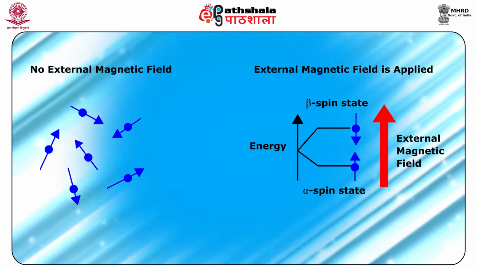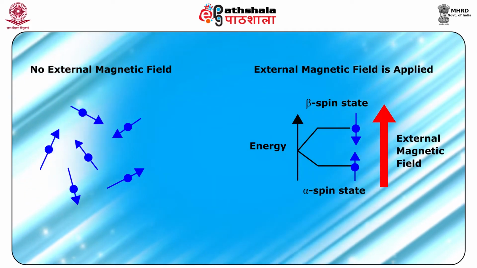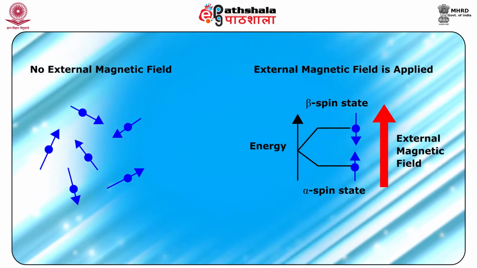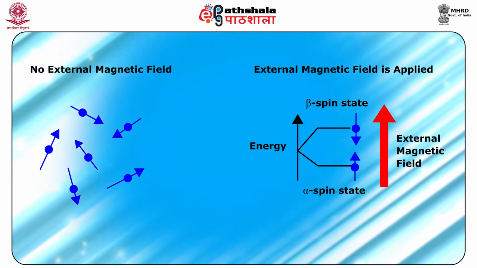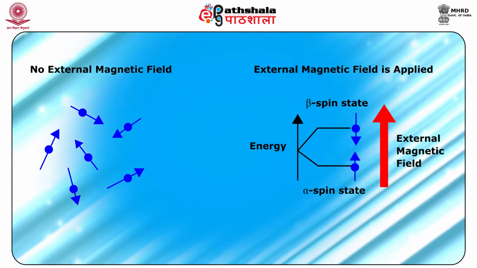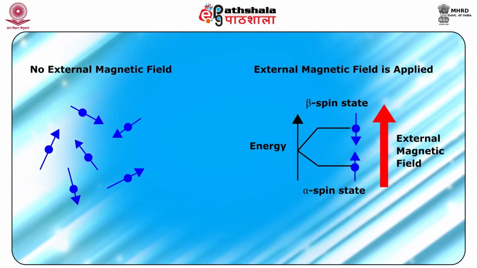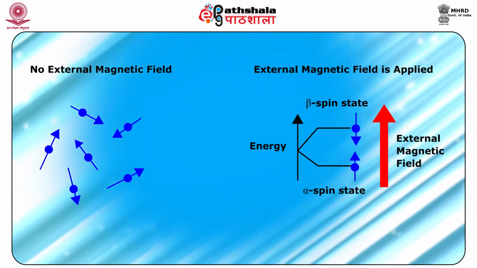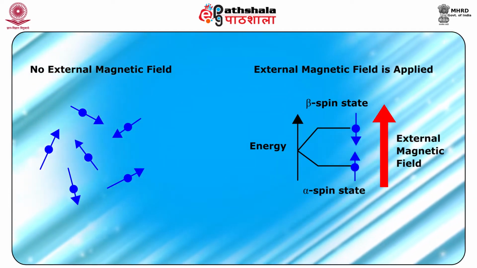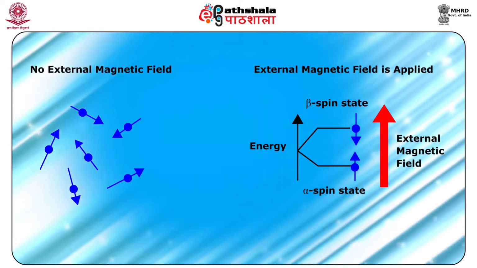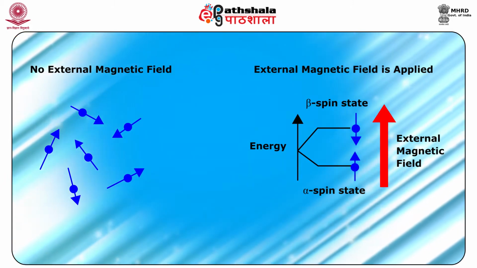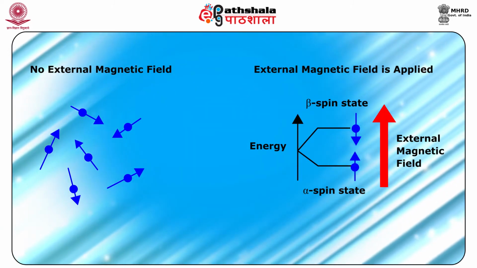Now, as you can see in this figure, when no external magnetic field is applied, all the nuclei are randomly oriented, and as soon as there is an externally applied magnetic field, the nuclei arrange themselves into alpha and beta spin states, alpha having low energy and beta having high energy, because alpha is with the magnetic field direction and beta is against the magnetic field direction.